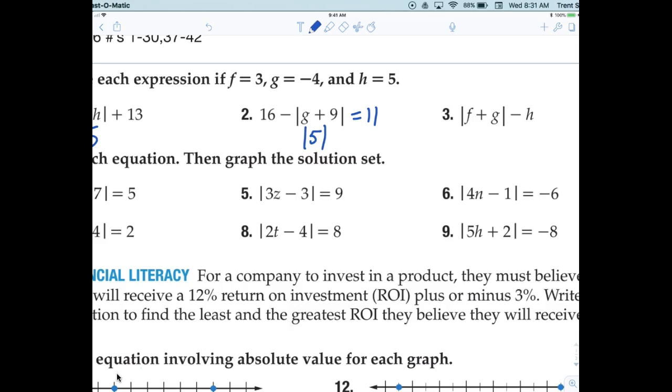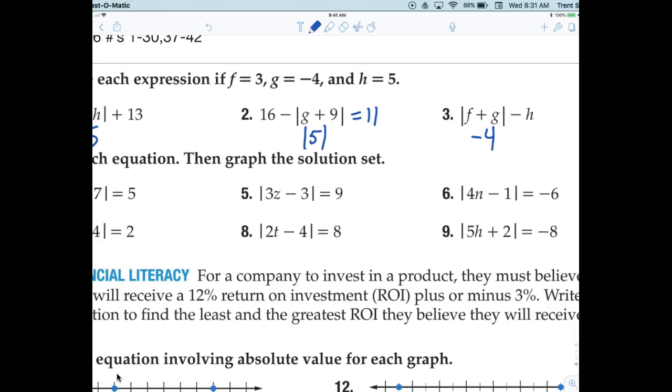All right? F plus g again is what? The absolute value of negative 1, 1 minus 5. Negative 4. Beautiful. That's what we want. Number 3 is negative 4. All right, is everybody happy with that?